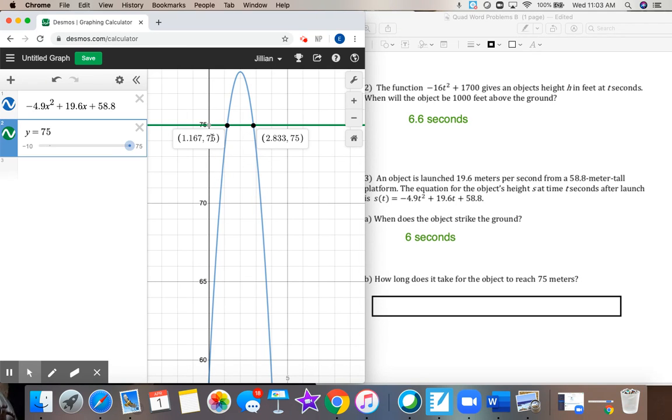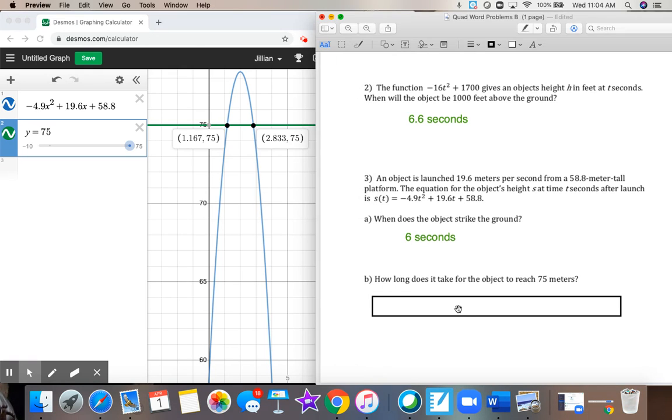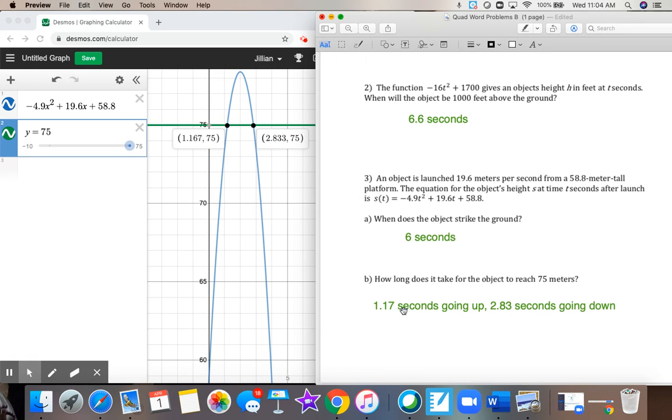So y is 75 here, and y is 75 here. This one is okay that we have two values because none of them are negative. So we have a 1.167 and a 2.833. Those are both positive, so it's okay to have both of those numbers. Our first value, 1.167, happens when our object is on its way up. Then it hits the maximum, and then it turns and makes its way down, and it gets to 75 meters again at 2.833 seconds. So in this case, 1.17 seconds going up, and 2.83 seconds going down.